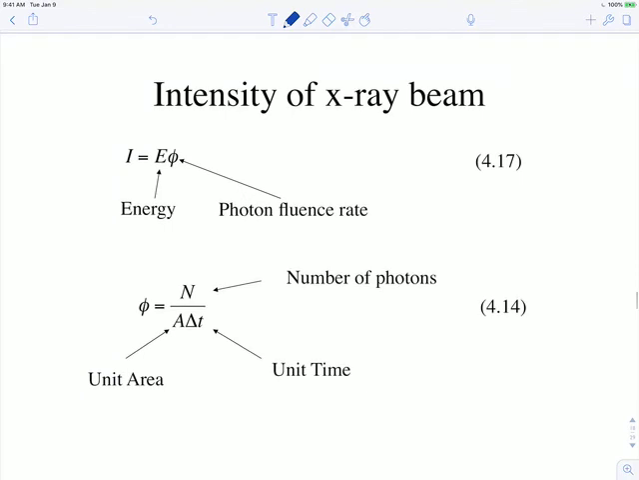Okay, so let's talk a little bit about attenuation. In X-rays, there's something called the intensity of the X-ray beam, which really is both energy, so higher energy X-rays have more intensity, and also how many photons, or the photon fluence rate: how many photons am I getting per unit area and per unit time. Okay.